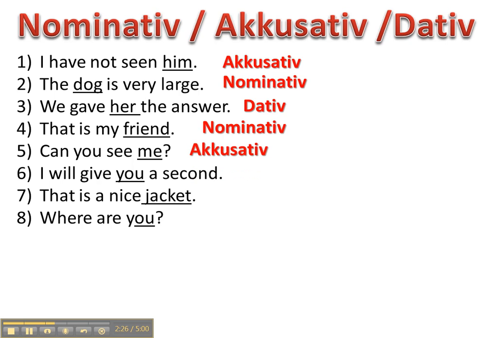Five, can you see me? Me would be the direct object, so accusative. That would be dative because that's the indirect object. Seven, also nominative, comes after a form of sein, or in English is. And where are you? Also nominative. Okay. So if these were German sentences, this would be how these cases would be for these underlined nouns.